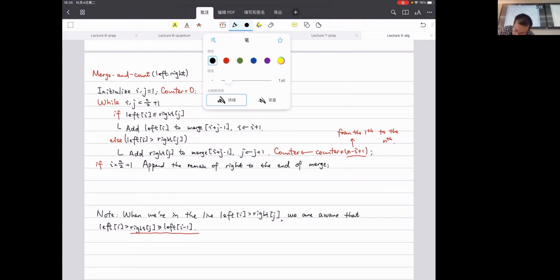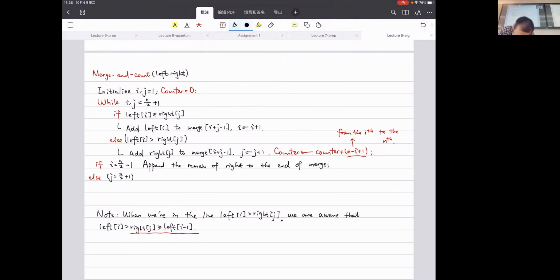And on the other hand, else. For the else case, that is going to be j equals to n over 2 plus 1. We are, of course, going to append the remain of left to the end of merge. And this not only gives you a sorting of this algorithm, but also gives you the counting of the inversions.